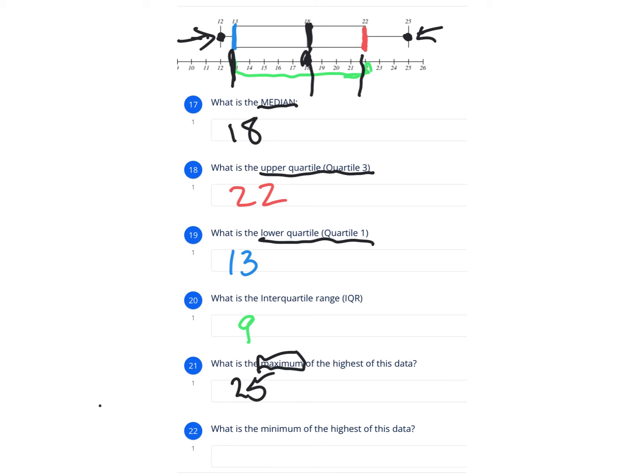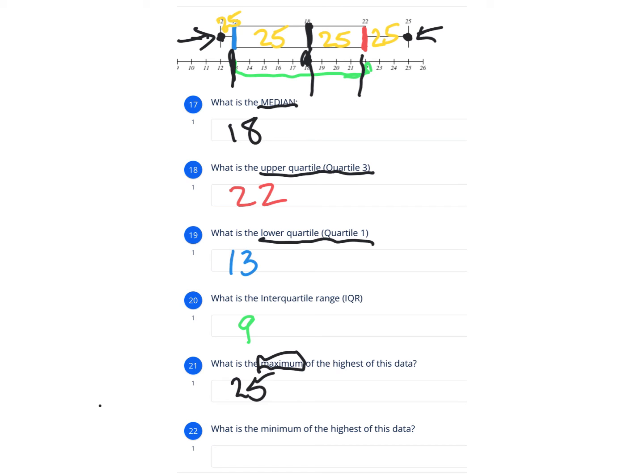Now, there is one more thing that we want to talk about. Each section of a box and whisker plot is worth 25%. Okay, so from here to here is 25%. Between these two lines is 25%. From these two lines is 25%. And this little section here is also 25%, which adds up to 100%.